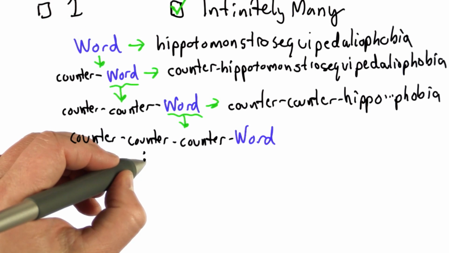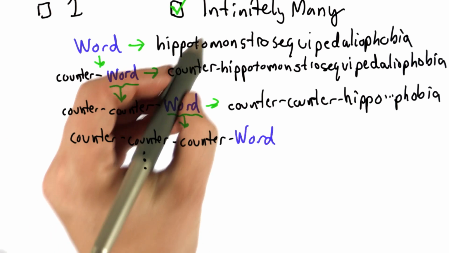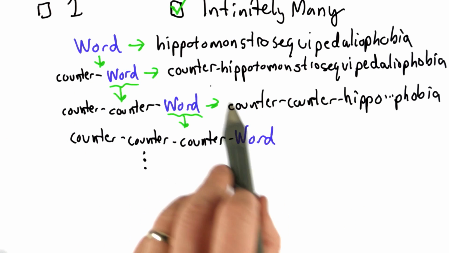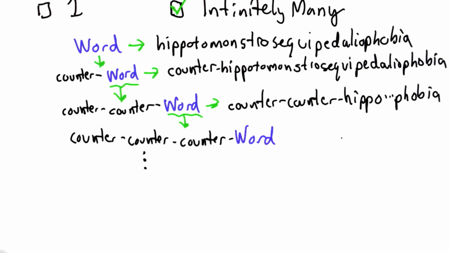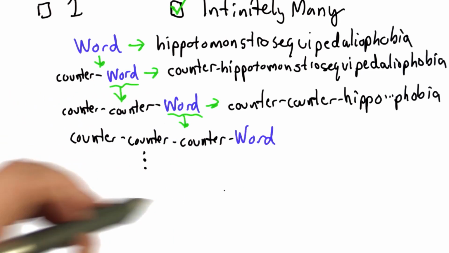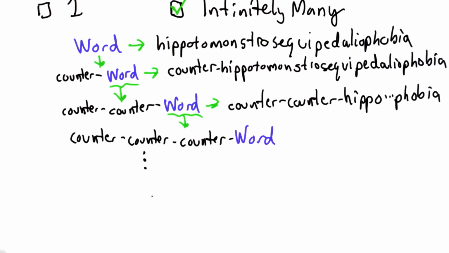So this can keep going as long as we want. We can produce all of these words with any number of counter, either 0 repetitions of counter, 1, 2, 3, 4, as many as we want. That means that we can produce infinitely many words. Some of them are going to be pretty hard to pronounce. Actually, they're all pretty hard to pronounce. But there's no limit to the number of words we can produce this way.